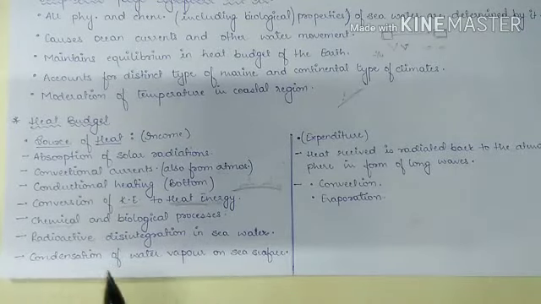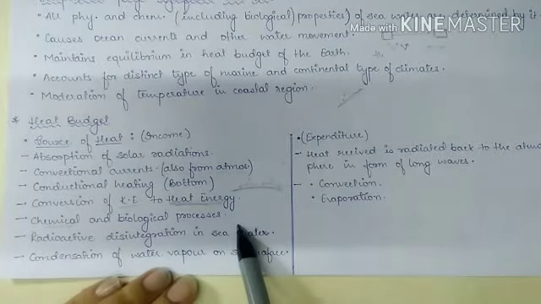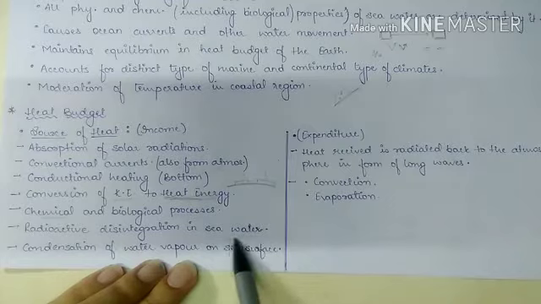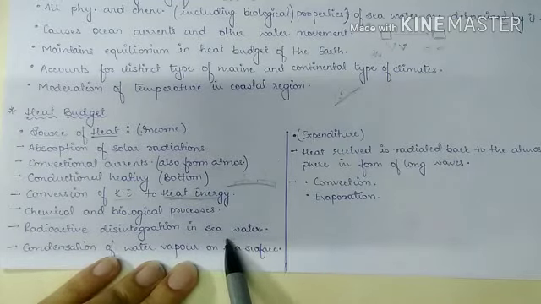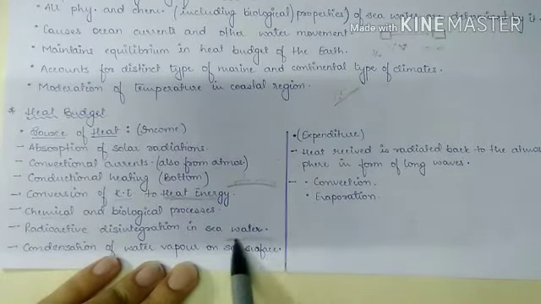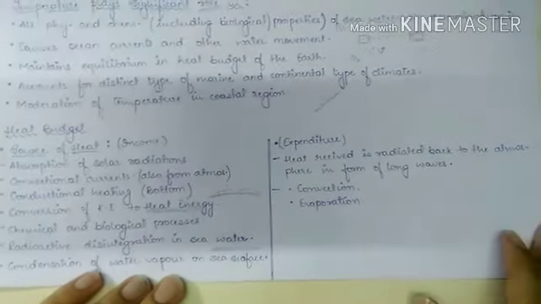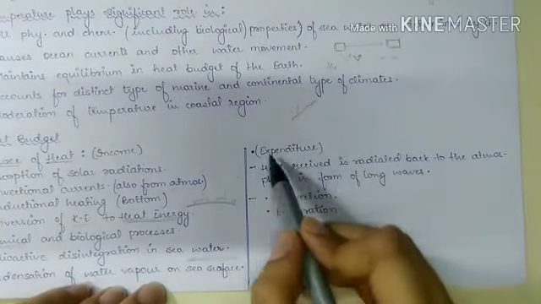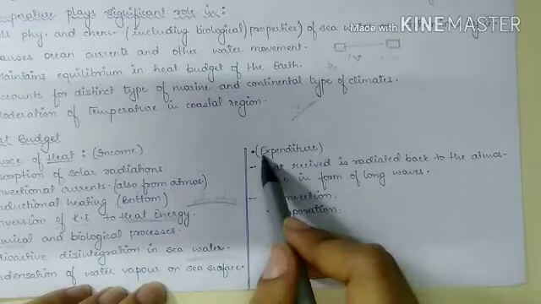Now the last factor, which is not as significant as the others, is the condensation of water vapor on the sea surface. When water vapor condenses, it has quite a high temperature at that time too. So as soon as it comes on the water surface or sea surface, it increases the temperature of the sea surface. Now, how is this incoming heat expended? This was the income, now we will look into expenditure.